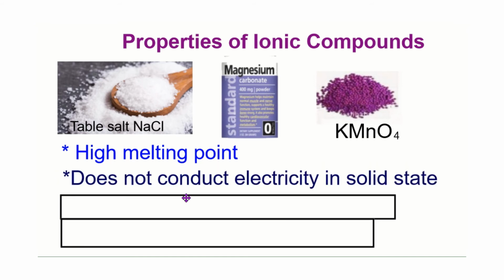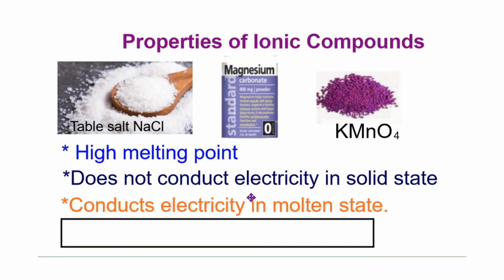Another property is that it does not conduct electricity in the solid state. If you think of the ionic lattice, those cations and anions, the positively charged ions and the negatively charged ions, are packed very closely together in a solid, and the ions can't move around. And so we need the ions to be able to move in order to conduct electricity. And because there's no movement in the solid state, it can't conduct electricity.